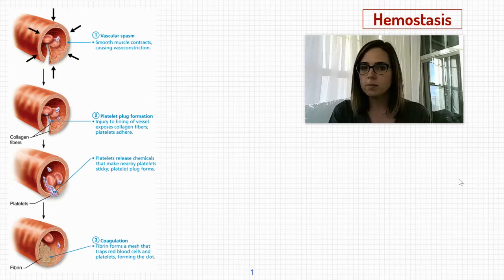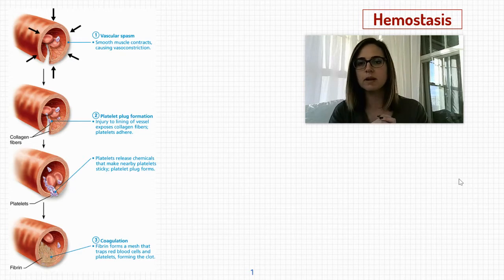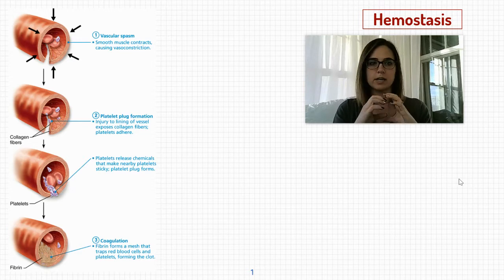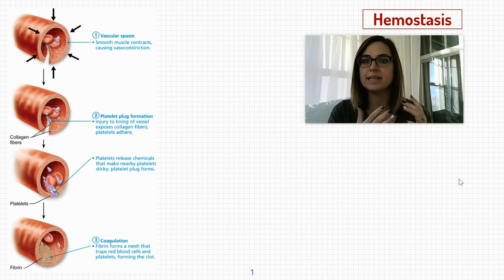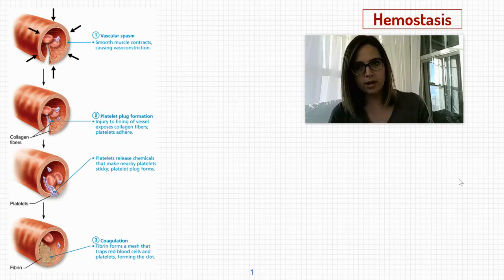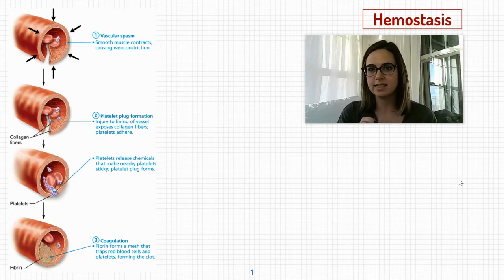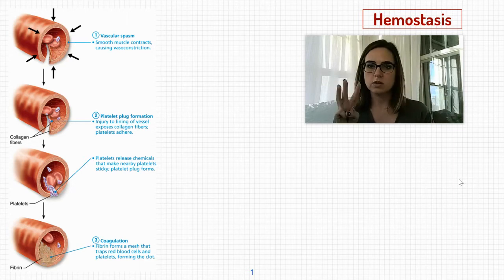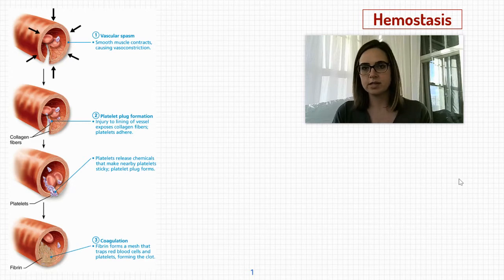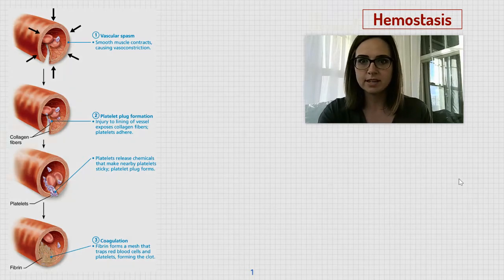And then you form a platelet plug, where platelets gather in response to chemicals to create a temporary dam to the break where the bleed is happening. And then the third step is coagulation. And this is where the red blood cells then get trapped in the sticky fibrin mesh that's now been created. So it's those three steps in order, and you can kind of see the images there on the screen that go through them as we discuss those.